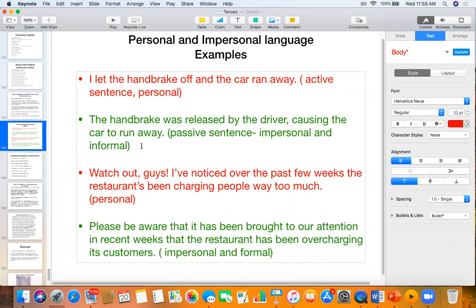The handbrake was released by the driver, causing the car to run away. You can clearly see a very impersonal tone in it.